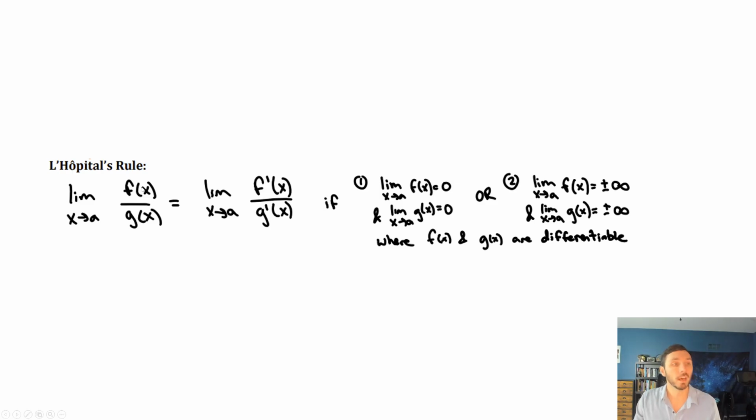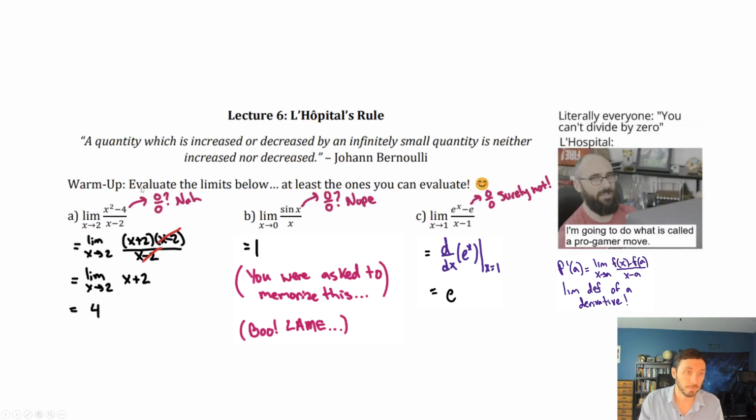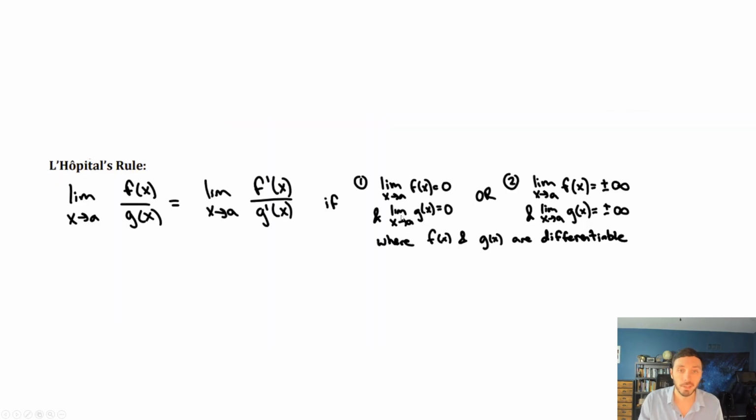It must be, when you compute it, like looking at the warm-up, each of these gave us 0 over 0. So that would all meet the criteria of 1 here. But if you would have gotten infinity over infinity, then I would have met the criteria for 2, where f and g are differentiable. So bottom line is, if you do a direct substitution and you get 0 over 0, which was very common in the limits chapter, or infinity over infinity, then you can utilize this rule where you just take the derivative of top and derivative of bottom. And then you take the limit from there.